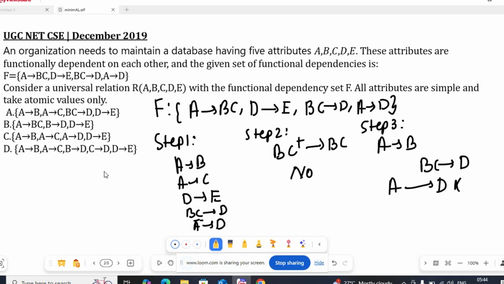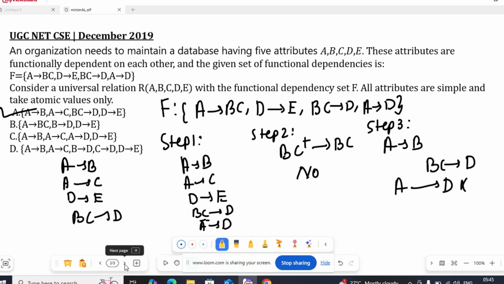So what will be the answer for this question? It will become A to B, A to C, D to E, and BC to D. Let us check which option will match. Option A: A to B, A to C, BC to D, and D to E. Yes, perfect. So the correct answer for this question is option A. I hope it's clear. Let us solve one more question.